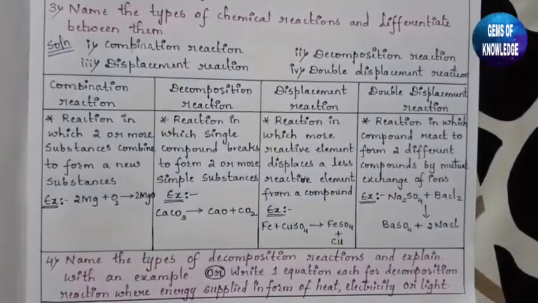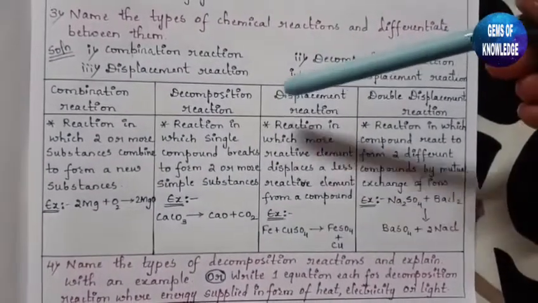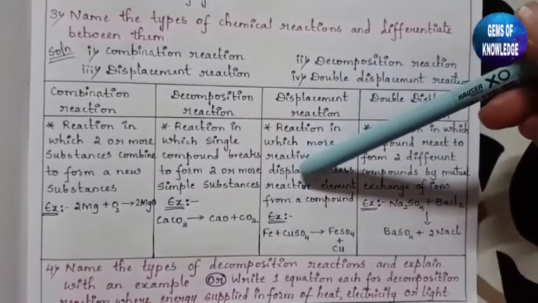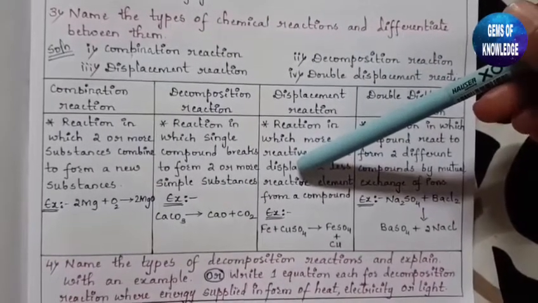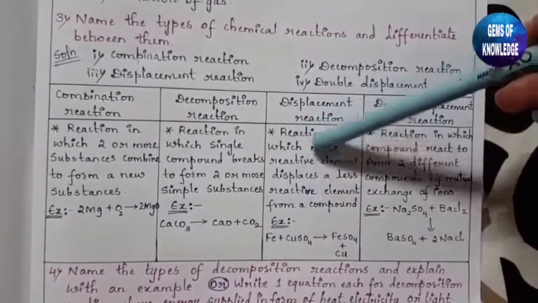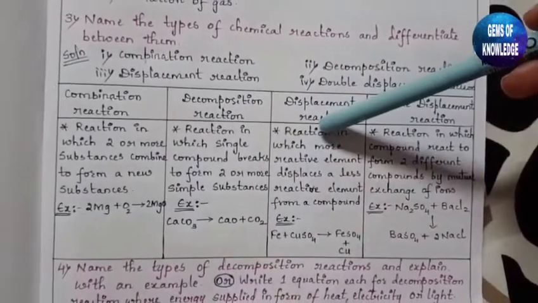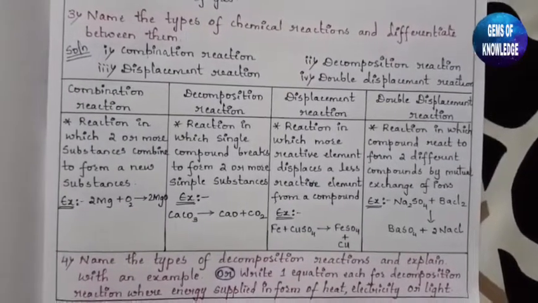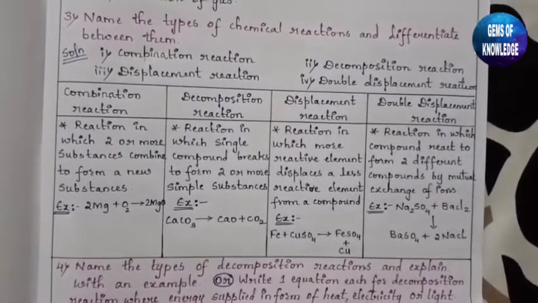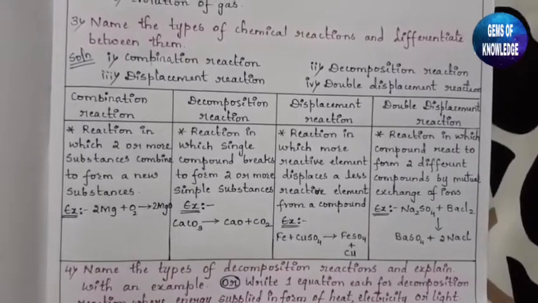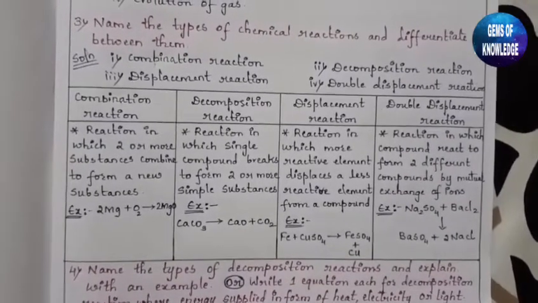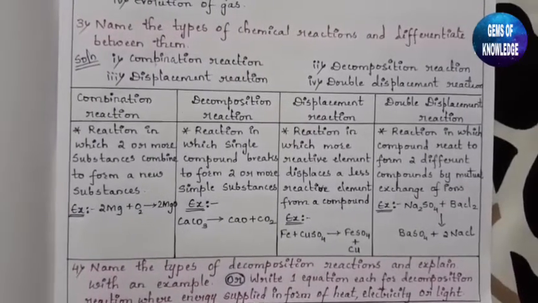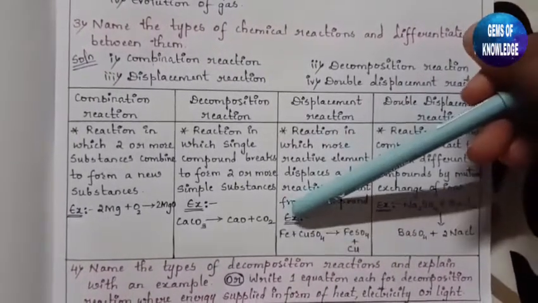Next comes displacement reaction, the reaction in which a more reactive element displaces a less reactive element from a compound. So what is displacement reaction? You have heard what is displacement. Displacement means moving from one place to another. So basically here one element out of a compound will displace its position and move to the other position. You can see the example given here. Fe plus CuSO4 is given. CuSO4 is a compound over here. Fe is an element.